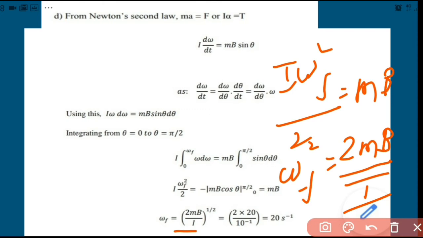Now all the data are given. Here m is the magnetic moment, B is the external magnetic field, and I is the moment of inertia. So all the details are given. By substituting, we will get the answer to be 20 per second.